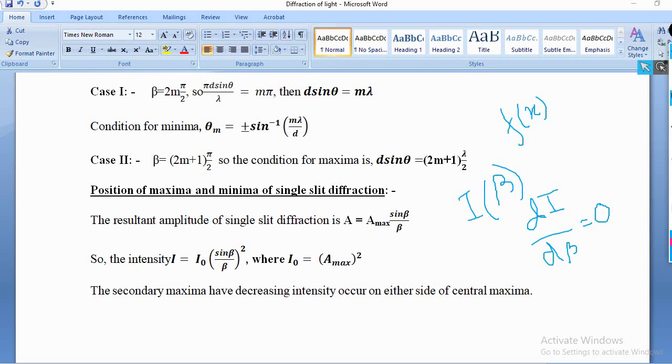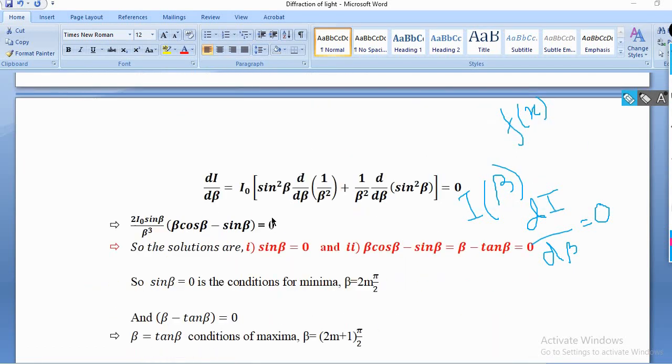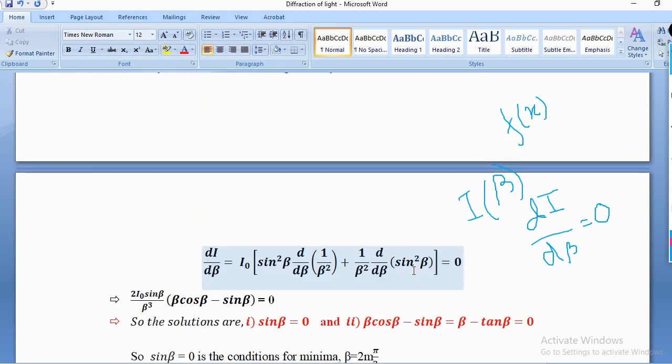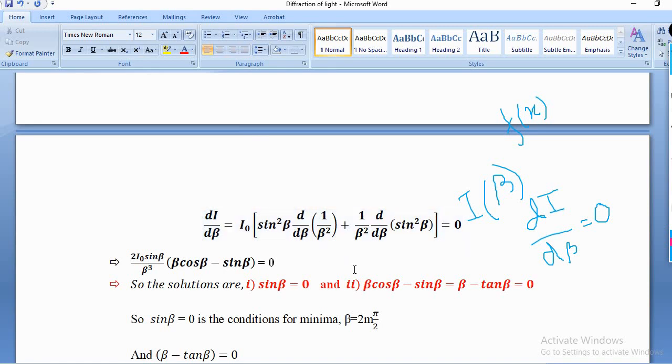So let me just check this. We are going to differentiate this, and when you differentiate, we get something like this. We have used the rule of multiplication. I have considered sine square beta as a and 1 by beta square as b. So the first, sine square beta is taken as constant and we are differentiating 1 over beta square. In the next case we consider 1 by beta square as constant and we are differentiating the sine square. This must be equal to 0.